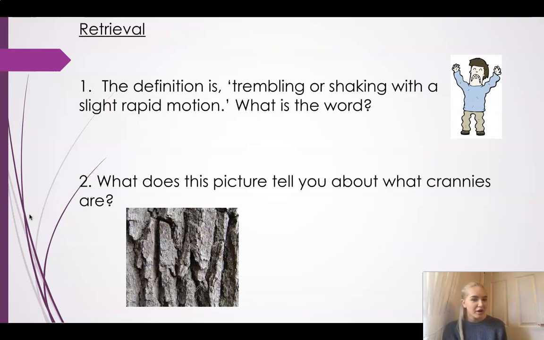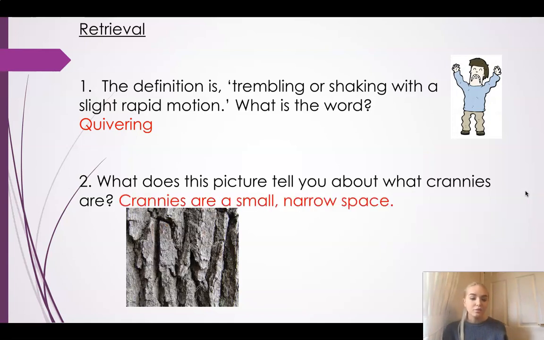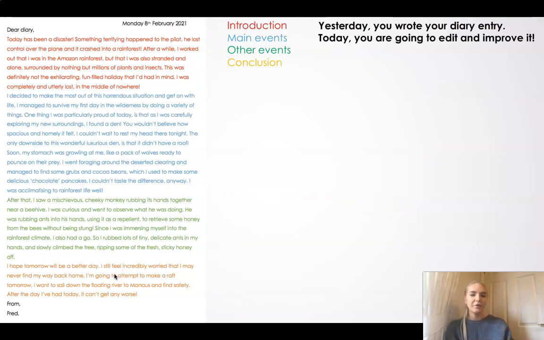Okay, did you find out what the word was? I had this little picture here to try and help you and give you some clues, but the word is quivering. So if you are quivering, your body or something is trembling or shaking quite quickly, quite rapidly. And then secondly, this picture, we can see that the crannies are small, narrow spaces, such as here in the bark. And we know in the rainforest, there were lots and lots of crannies there too. That's what Fred said.